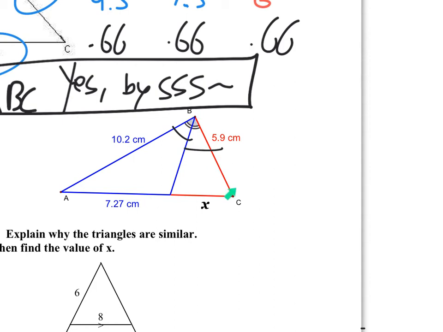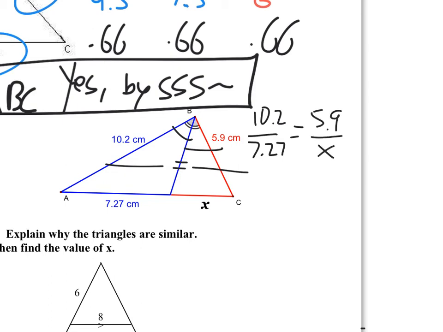The two sides of the angle that is bisected are proportionate to the sides that they intercept, or cut off. So we're going to take this 5.9 over x is going to be equal to this 10.2 over the 7.27. So it just makes a nice proportion as it is. 10.2 over 7.27 equals 5.9 over x. And we got some crazy decimals, but that's okay. Just cross multiply. 10.2x equals 5.9 times 7.27, whatever that is.